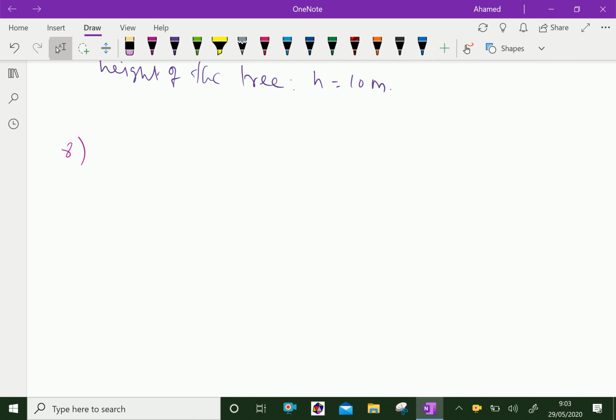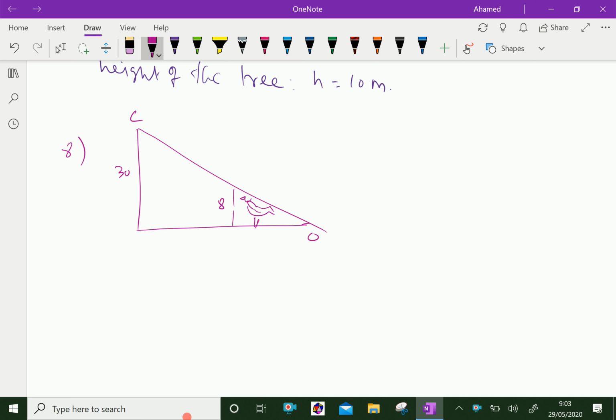Now, look, this is a pillar. Here, 30 feet pillar, and here the emu is there. Here the emu height is 8 feet. Now, let the points be named O, C, B, and A, D.